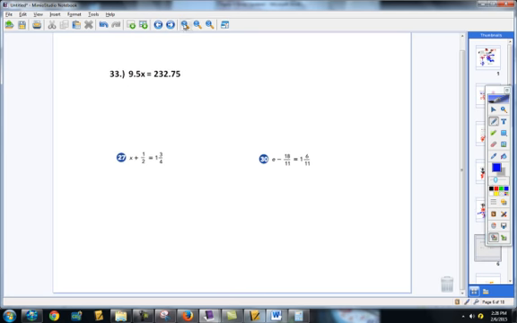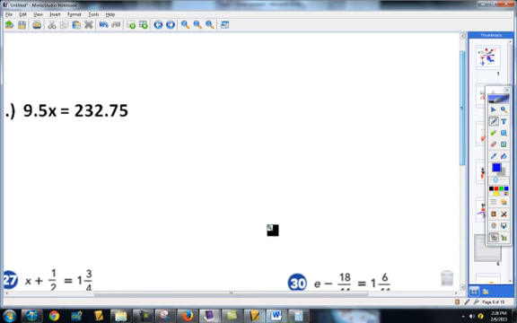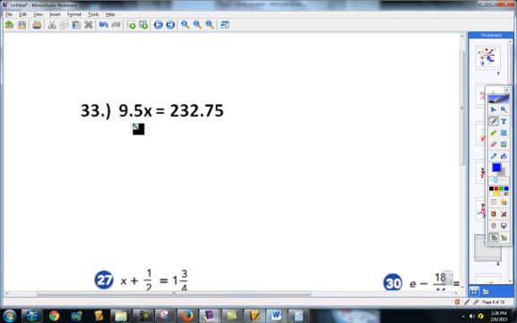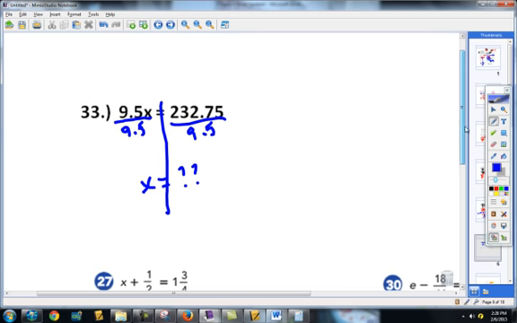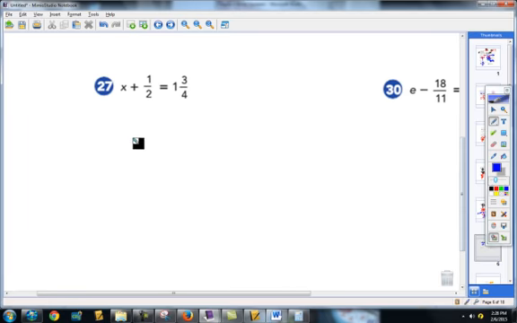These last two here, this one's just decimals, but it means the same thing. Draw your line. What's happening to the variable? Multiplying by 9.5, so I'm going to divide by 9.5. Divide by 9.5. Okay, and then I'm going to get x, whatever that equals. 232 7/500 divided by 9.5. Just trying to save time here so you don't have to sit here. I think you guys get the picture.